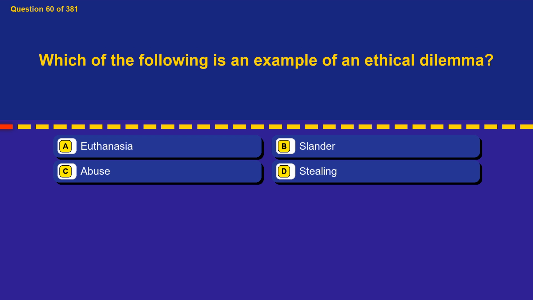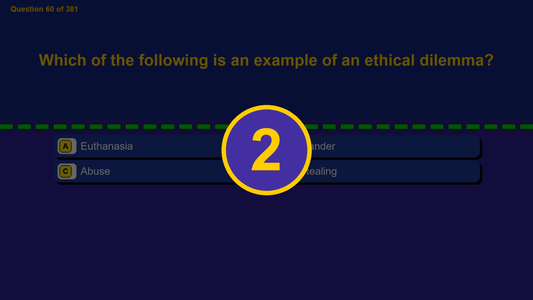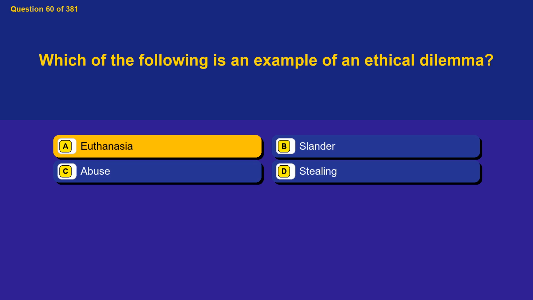Question 60. Which of the following is an example of an ethical dilemma? Option A, euthanasia. Option B, slander. Option C, abuse. Option D, stealing. The correct answer is option A, euthanasia.